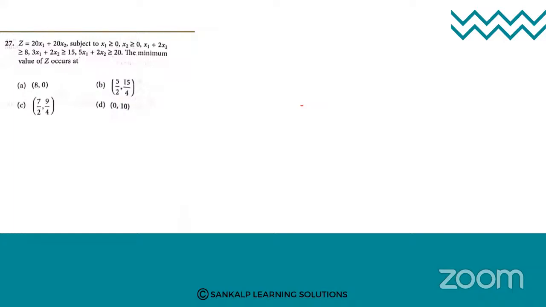You have to find the minimum value. So corner points are given, equations are given. The same procedure you have to apply and find the minimum value. Again the objective function is given, inequality is given. So solve it. So on simplifying, what do we get?